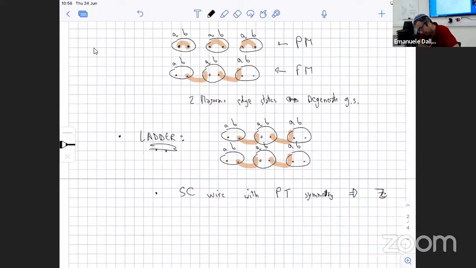So this is just to say that there is a generalization. You can think of the wire, then you can go to the ladder, and then you can go to a ladder with more and more layers, and you get more and more topological phases. At least this is in the non-interacting case. The interacting case is more complicated. It turns out that you can have up to 8 phases.